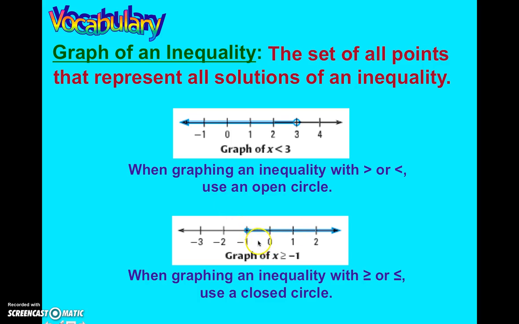Okay, so closed circle. So x is greater than or equal to -1. Well, 0 is greater than -1. 1 is greater than -1. 2 is greater than -1. -1 is equal to -1. So we close the circle because it's also a solution.